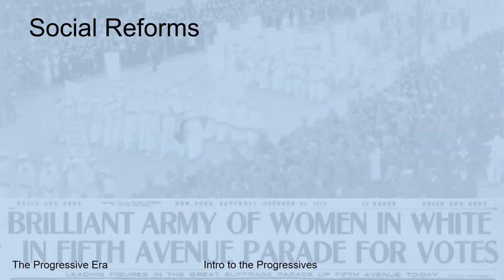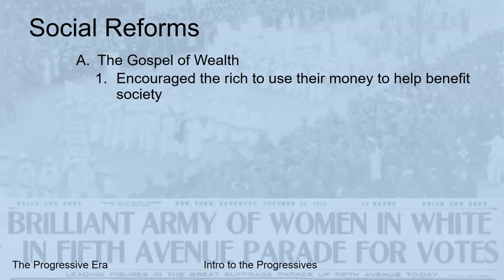All right, so we'll spend a little bit more time on social reforms. Some of these early ones, you're going to be familiar with. The Gospel of Wealth. Okay, we talked about that in the Gilded Age. The Gospel of Wealth, one of the parts of it was the idea if you're wealthy, you should be using that money to the benefit of society. So that Gospel of Wealth does have a place within the idea of the progressive movement.